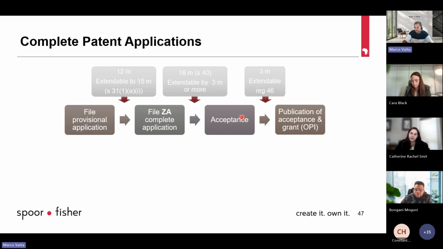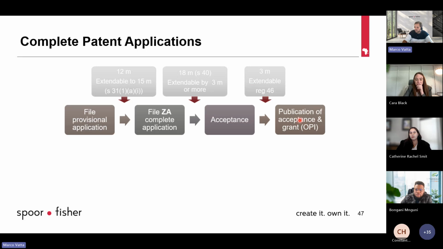Importantly, once the acceptance notice is issued by the Patent Office, the notice of the acceptance needs to be advertised in the Patent Journal within a 3-month period. So see publication of acceptance. Once that acceptance is published, that is deemed to be the date of grant.